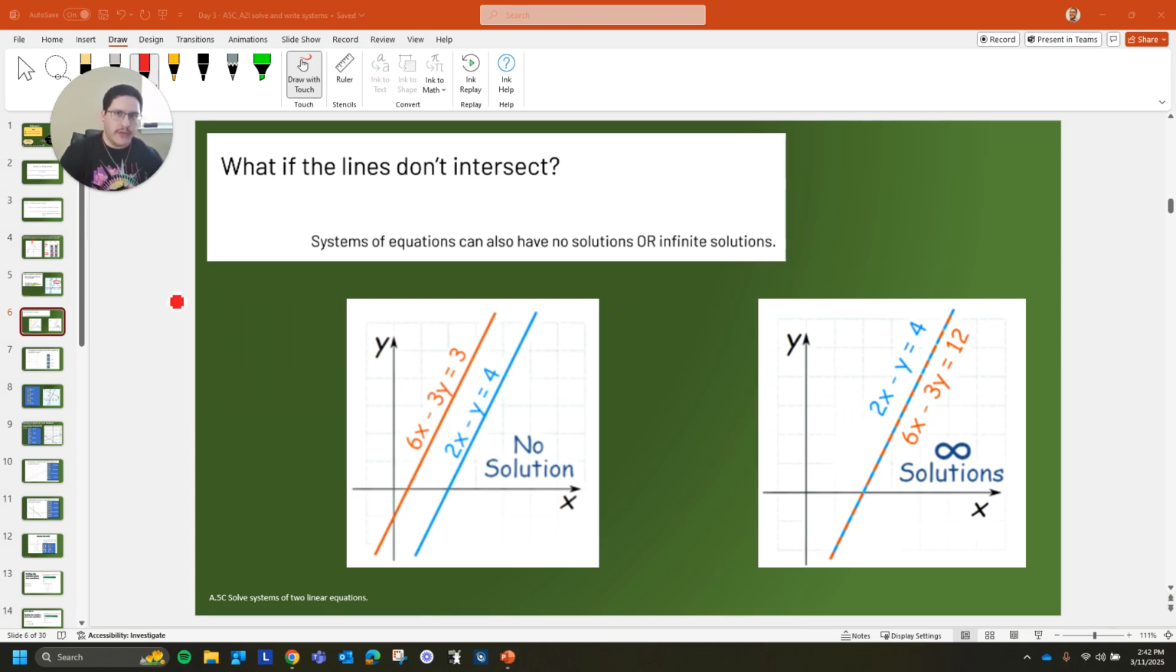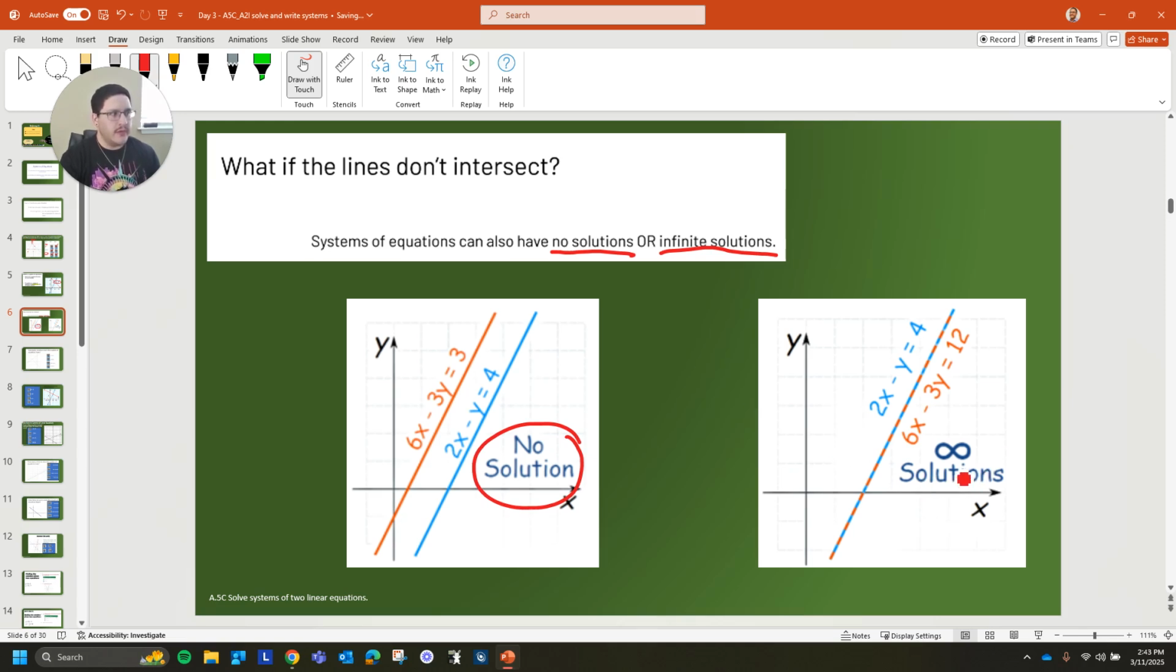Now, a system of equations doesn't always have a solution. There are two other scenarios that you may see when dealing with systems of equations. They could also have no solutions or infinite solutions. In the case of no solutions, you have two lines that are parallel to each other. They will never cross, never intersect. They are always just side by side, going at the same slope, the same rate in both directions. So this is a case of no solution.